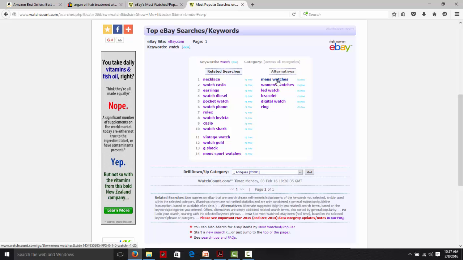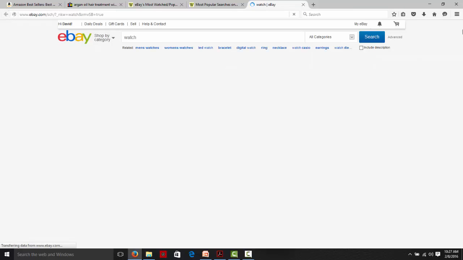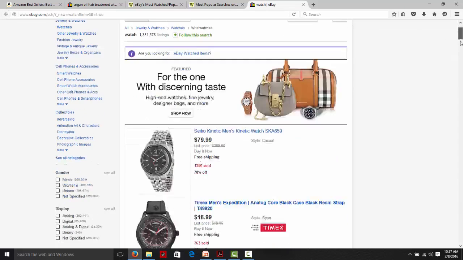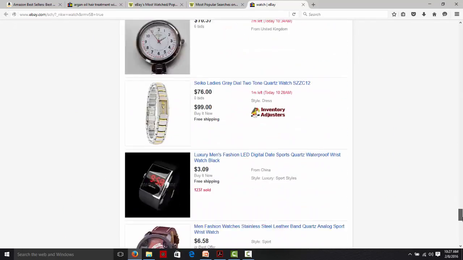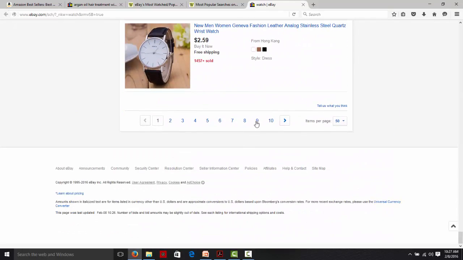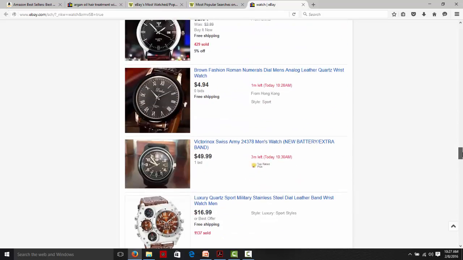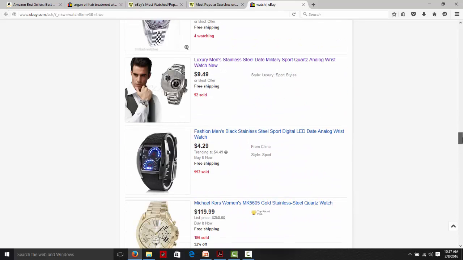You can see also, if you click on the keywords, pages of products will open up on eBay, and you will see a gold mine of information that you can include on your Shopify store. For example, if I click here on watch, you can see that pages and pages of watches open up. It's insane. Look at all these watches. This is incredible. I'm going to do it right now.